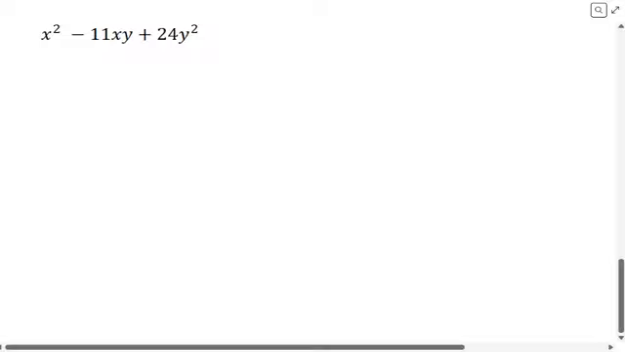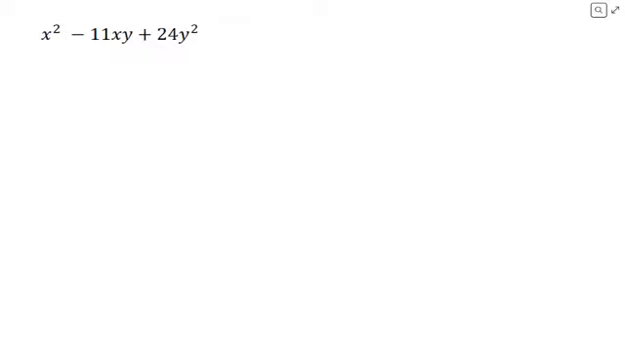Now here is another expression. Simply, there are no common factors between these three terms. Of course, there is x common and between these y. But if you look at all these three terms, there is no common factor. So simply what we do is we get the factors of 24. So again, 2 times 12, 24. We are looking for minus 11.